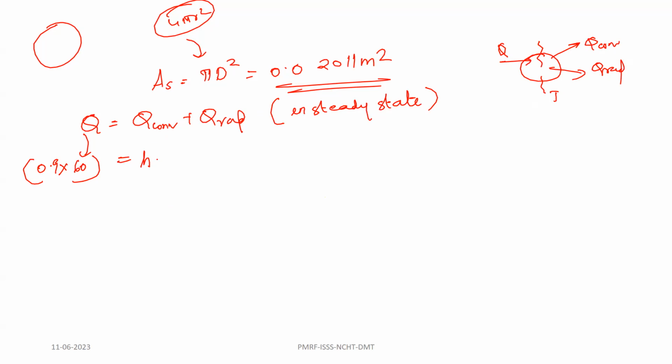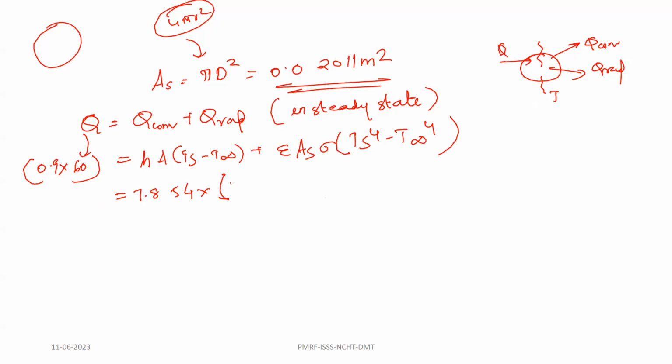So which is h into A into T_s minus T infinity plus sigma A_s into the Stefan-Boltzmann law. So radiation heat transfer is quantified like that. So when we substitute that value, 7.854 into 0.2011, which is the surface area, into T_s minus T infinity. T_s we don't know, T_s minus 25, because we have assumed a T_s value. Now we are going to determine the T_s value from the equation. So let us see what that value is.